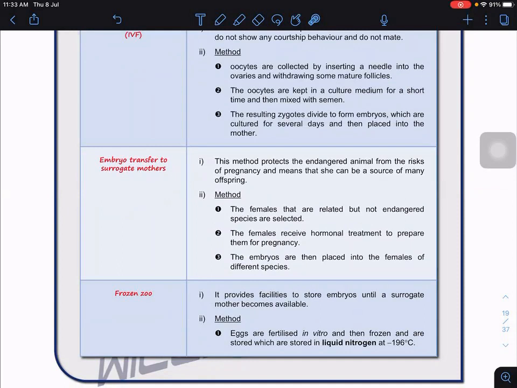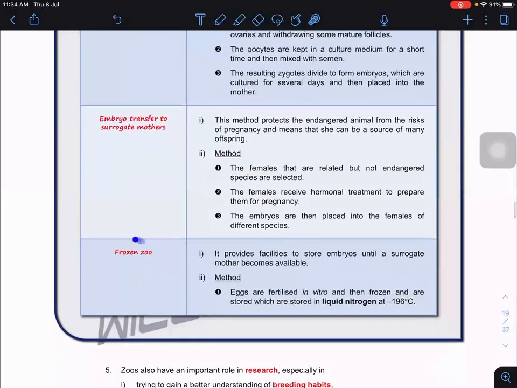Okay, but sometimes you may not have a surrogate mother yet. Okay, the surrogate mother is not available. Now we can do what we call the frozen zoo. Well, the frozen zoo basically means that the eggs are fertilized in vitro and then frozen and stored, right, in liquid nitrogen at -196.